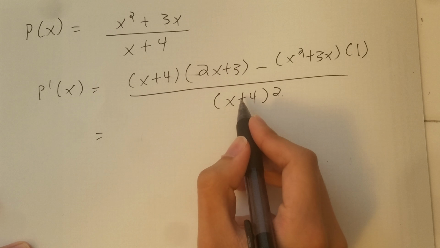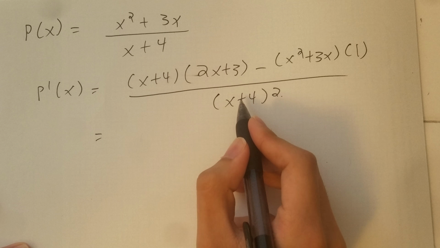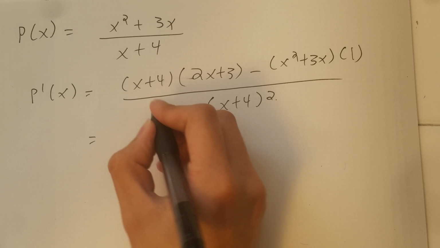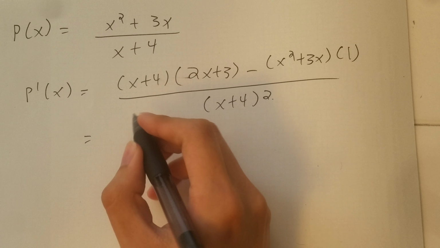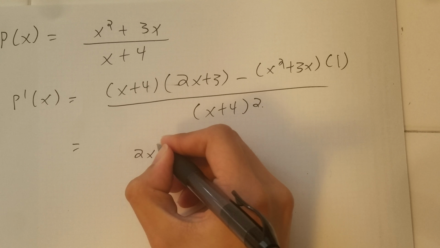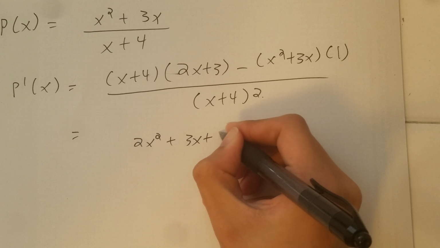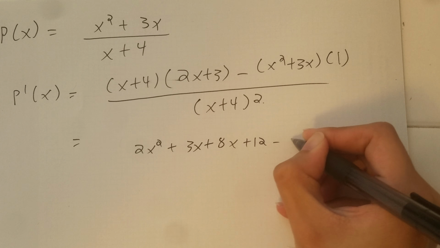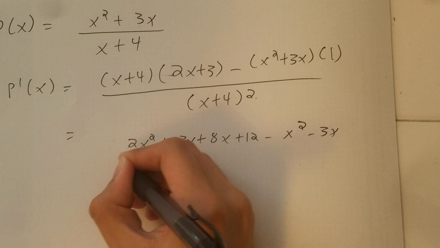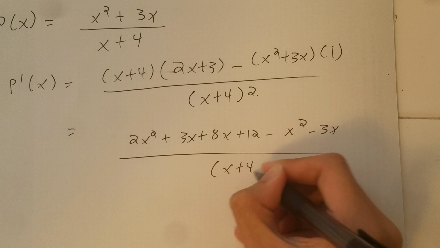So you may be thinking, why don't I just expand this denominator? But if you expand this, it makes the expression more complicated when we're trying to simplify and reduce. So rather, we'll focus on the numerator. So we can multiply like terms together. So we have 2x squared plus 3x plus 8x plus 12 minus x squared minus 3x divided by x plus 4 squared.